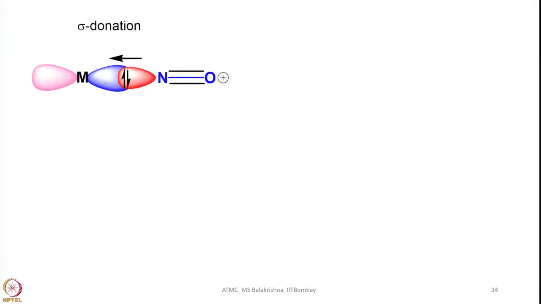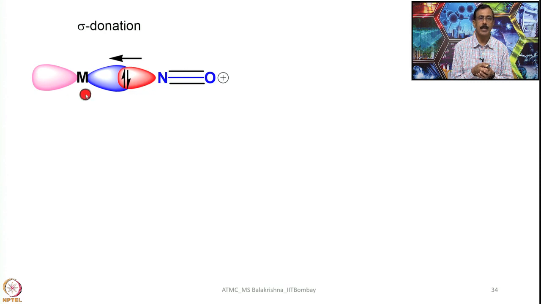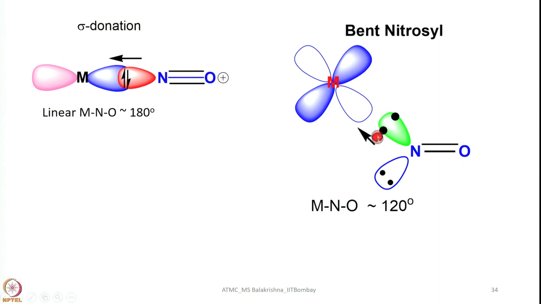So, let us look into the binding properties. Of course, nitrogen has a lone pair here, and that lone pair can be readily donated to the metal to form a sigma bond, and this is sigma donation. In the linear fashion when it binds, the angle should be around 180 or close to 180, and when it binds in bent fashion, it can have an MNO angle of about 120 degrees.